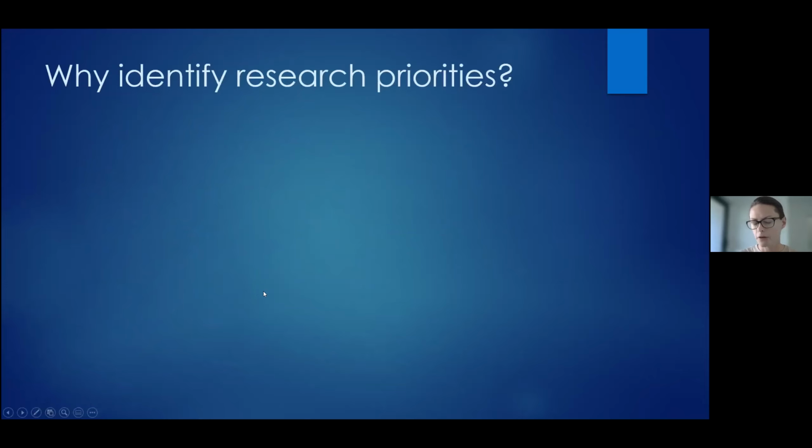So the first question you might ask is, well, why would we spend time doing this? There are lots of unanswered science questions. I'm sure everyone here has lots of things that they want to go and investigate in the science or engineering world that they work in. So why would we spend time actually identifying research priorities?